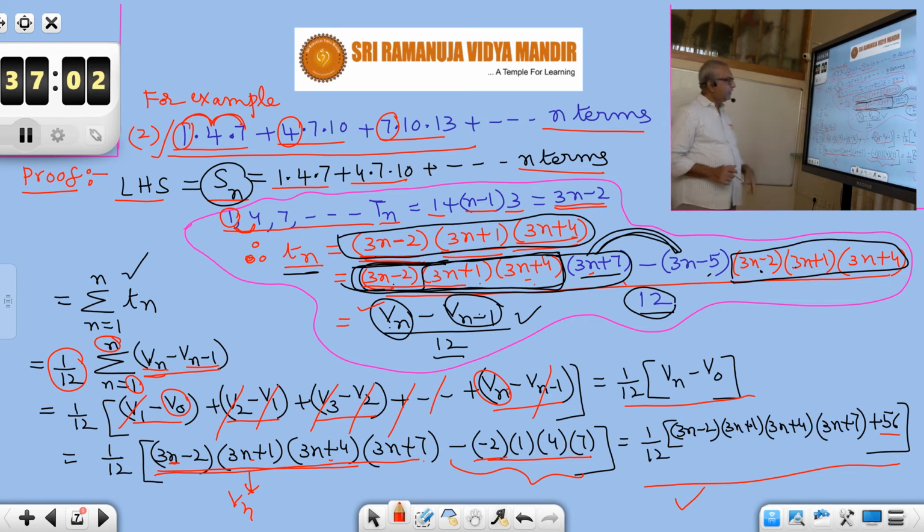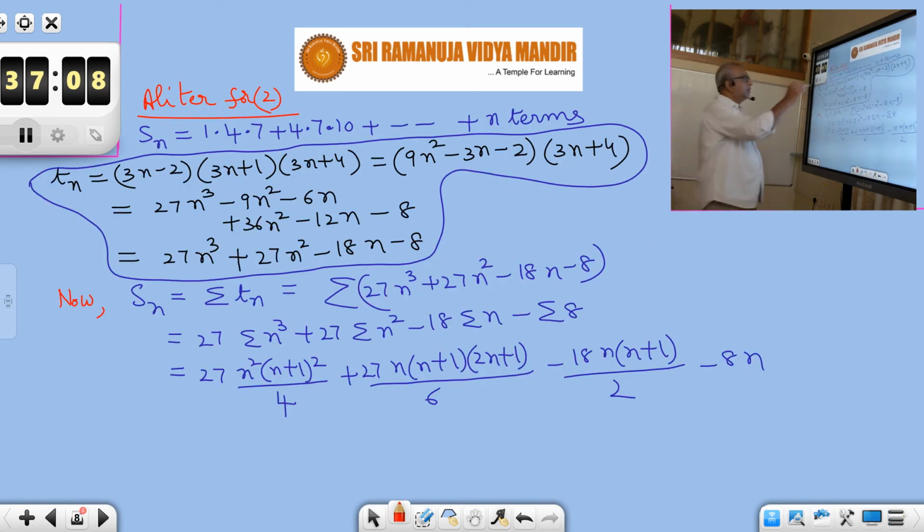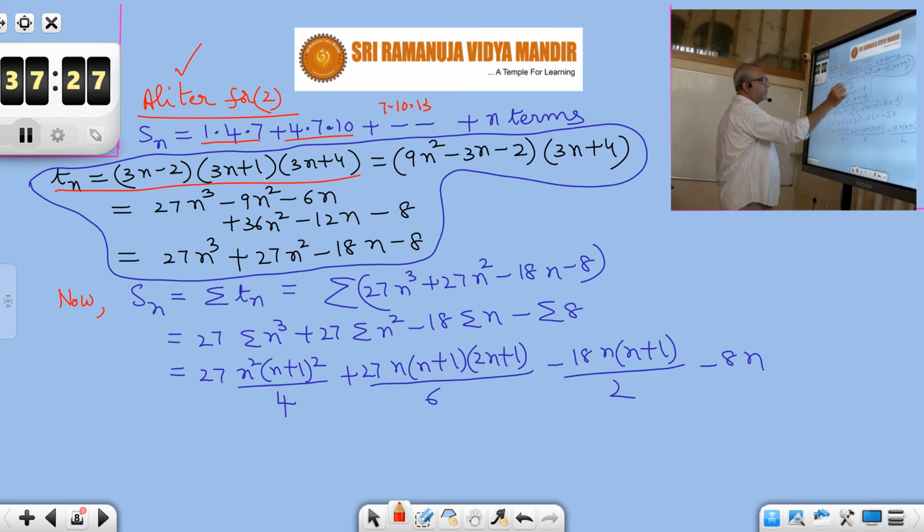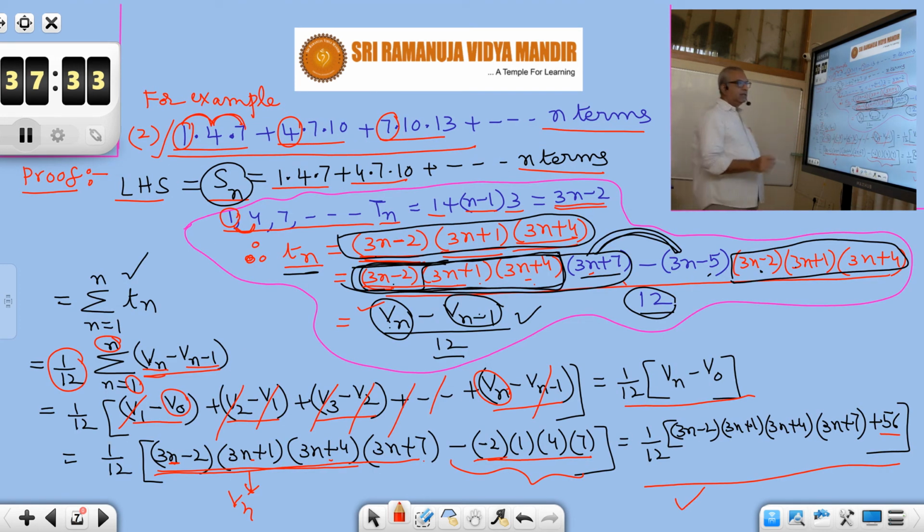Okay. The same question I will solve in a different way on the next page. Yes. Aliter. Aliter means alternative method. Same problem: 1, 4, 7, 10, next one is what? 7, 10, 13, and so on up to n terms we have to find out. So, earlier we have found the nth term already, is it not? In the previous page you can see, I will go to the previous page. Tn is here, you can see this formula. Tn is here, 3n minus 2, 3n plus 1, 3n plus 4. Same Tn I am taking in the next page.